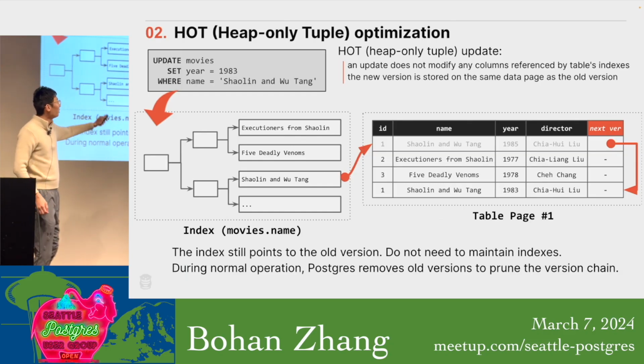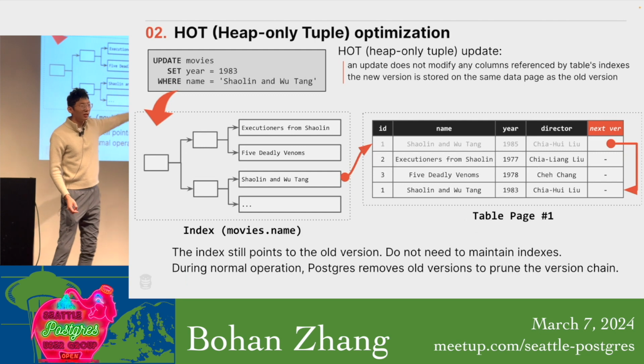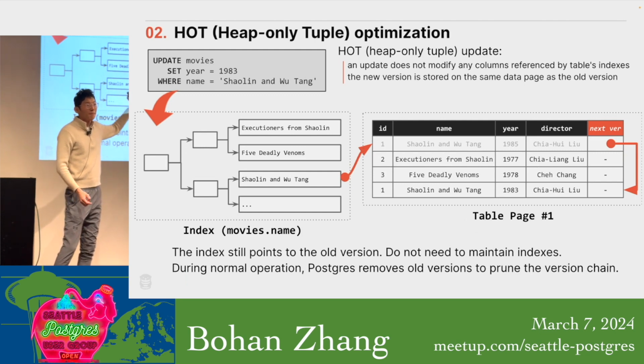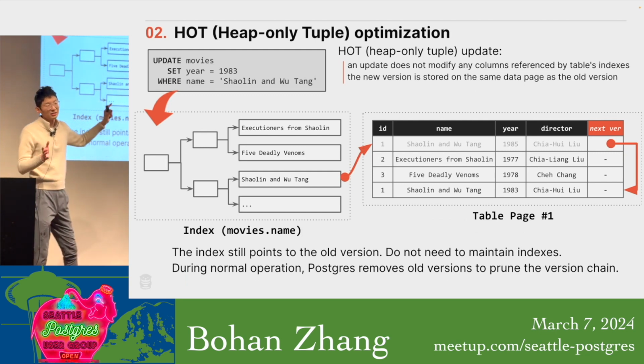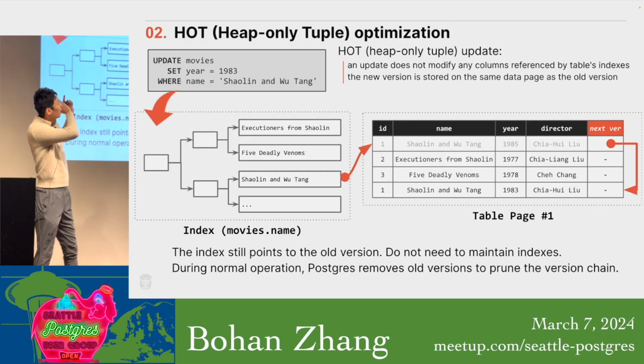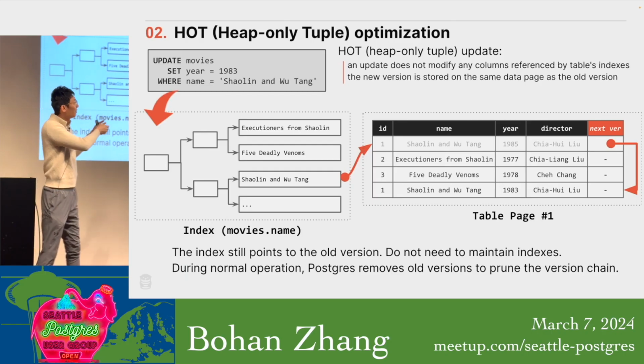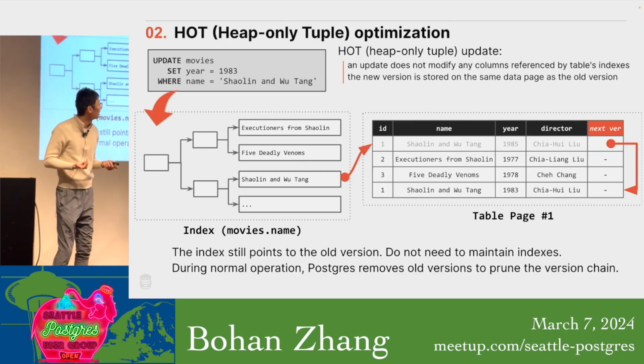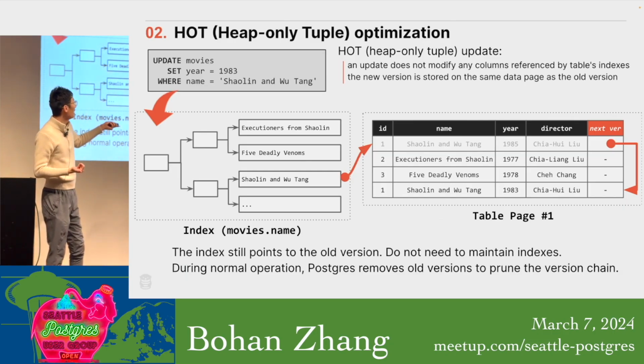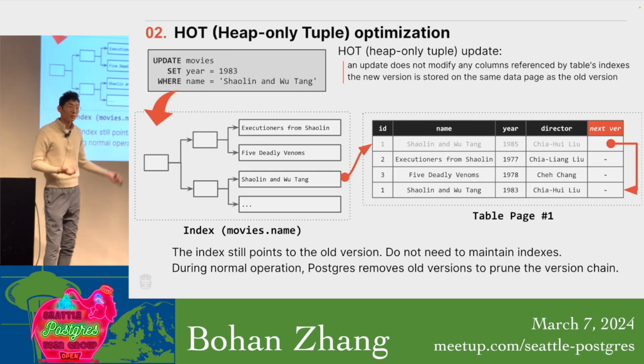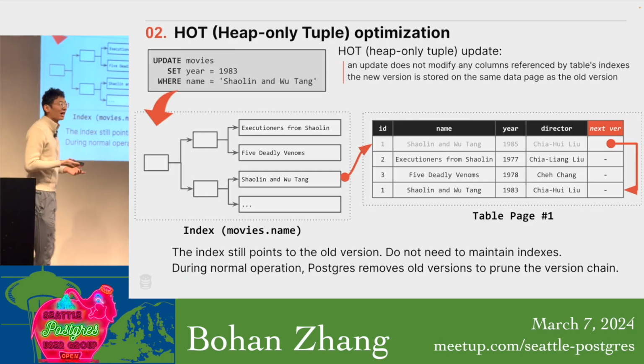For this example, we can see we update the column year, but for this table we don't have an index referencing the year column. So the column is not referenced by any table's index, and the old version and the new version are stored on the same data page, which is table page 1. So this is a HOT update.